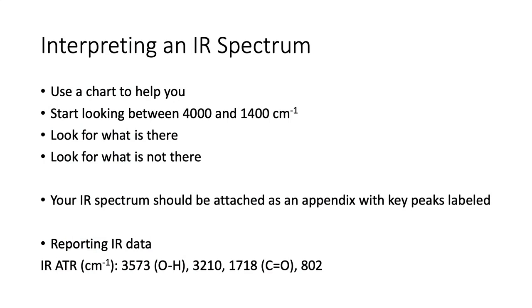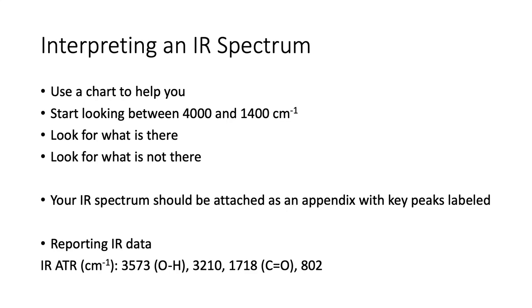And your IR spectrum in your report should be attached in an appendix with key peaks labeled, so you can actually, on your spectrum, write what each peak represents. So if you see a giant peak at 1700, you can draw an arrow to it and say C double bond O stretch. And the way that this is typically reported in the literature, and there's a bunch of different ways to do it, you can check out the ACS style guide for more information, but you'll say IR spectroscopy, you use the type of IR spectroscopy, which in our case is going to be ATR.